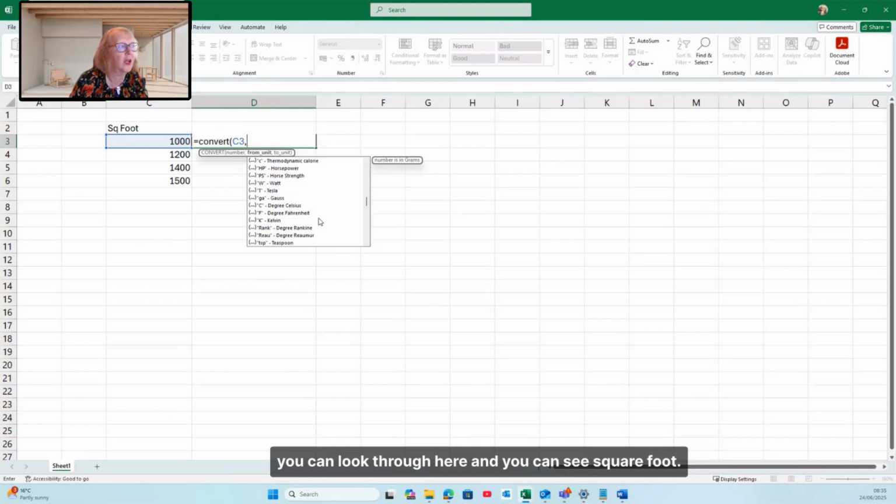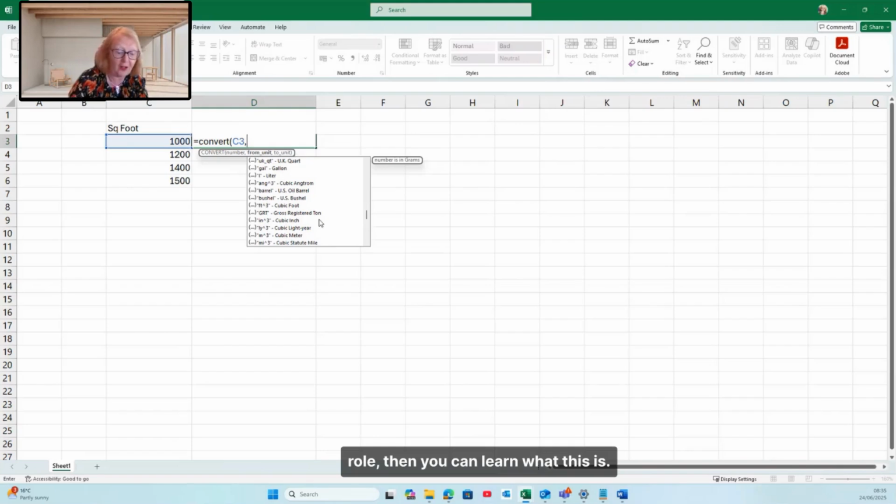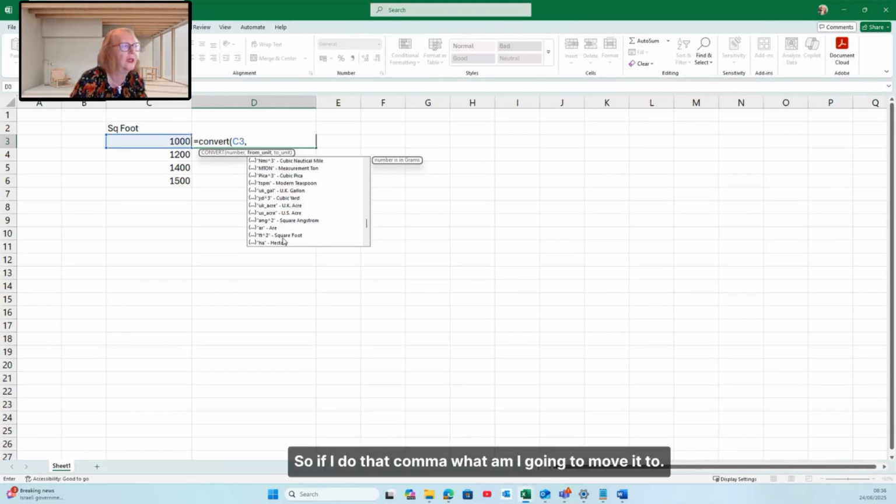We've even got degrees, so temperatures, pints. You can even convert recipes from American, and you can see square foot.